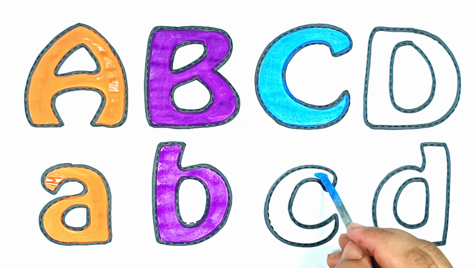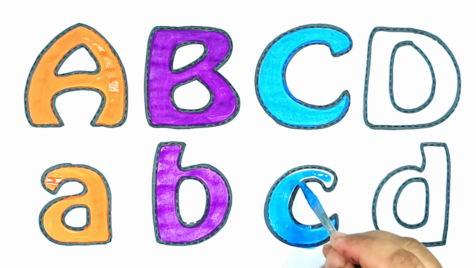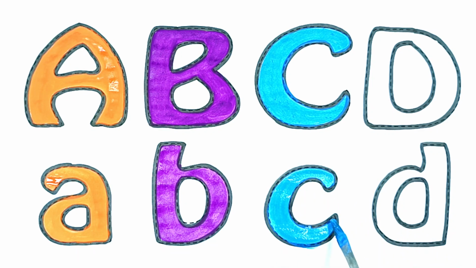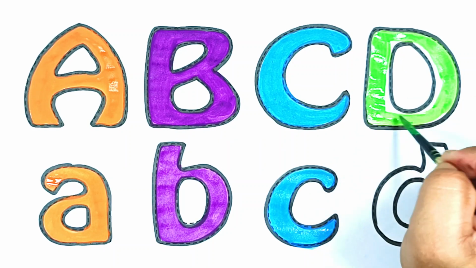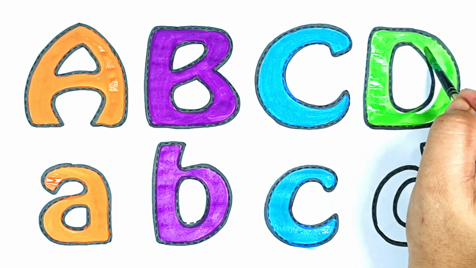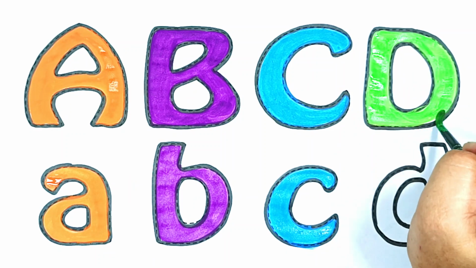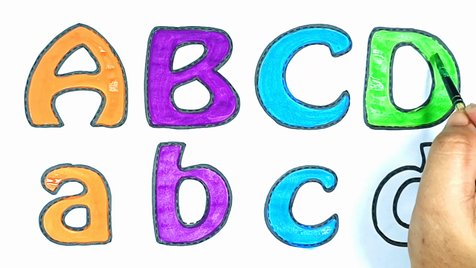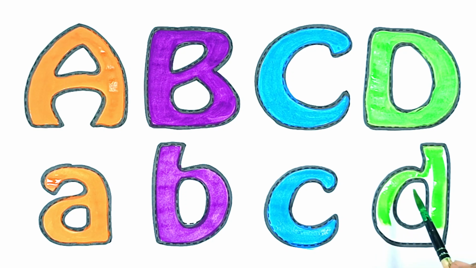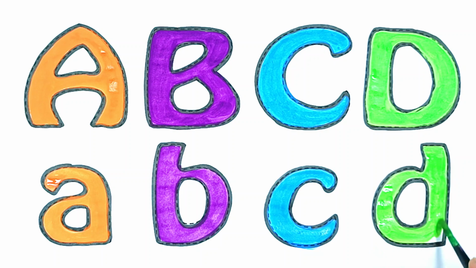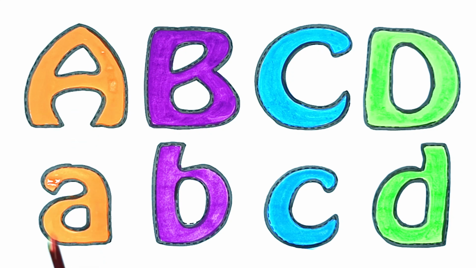C is for car. C is for carrot. D is for duck. D is for door. Uppercase, A.